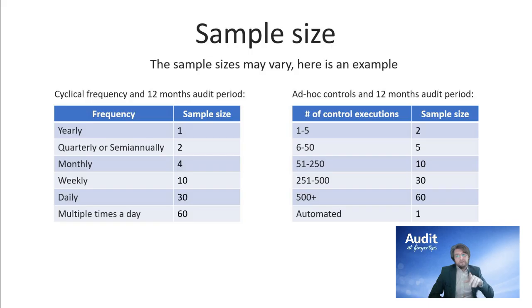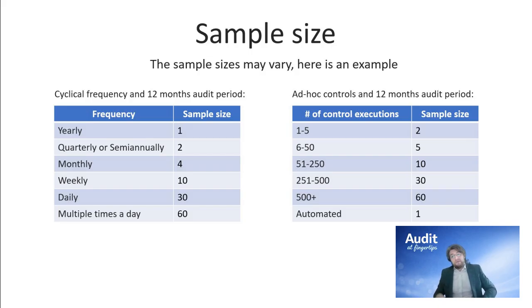So for instance, you see on the left the cyclical controls: yearly, quarterly, semi-annually, monthly, weekly, daily, and you see the sample size grows with the frequency, right? So we have just one item for yearly. Well, it's normal because 12 months is something usual we can find across the audit periods. And of course, it's 1 year and we may not expect to see more than one control execution, right? Well, that's life. We can conclude on the control effectiveness using just one item. And of course, in situations like that, we cannot use statistical sampling.